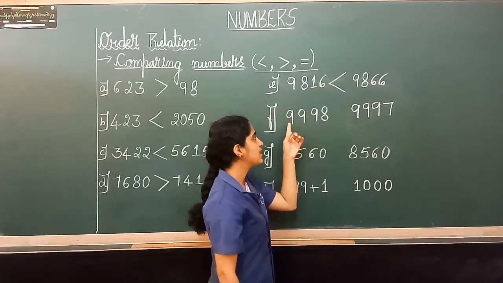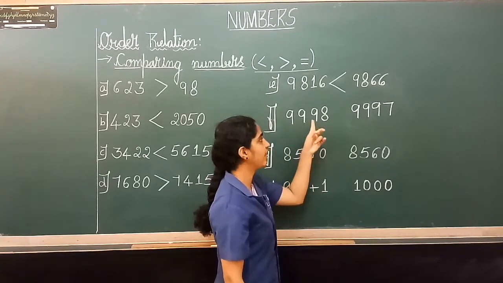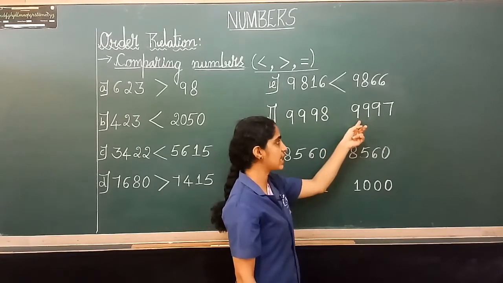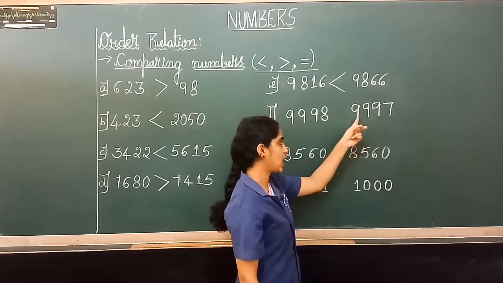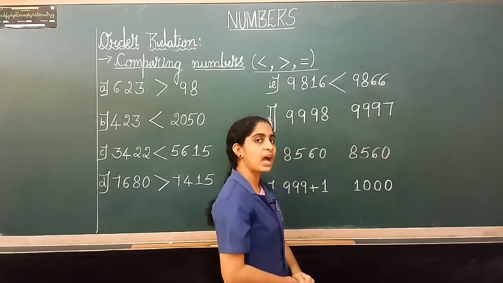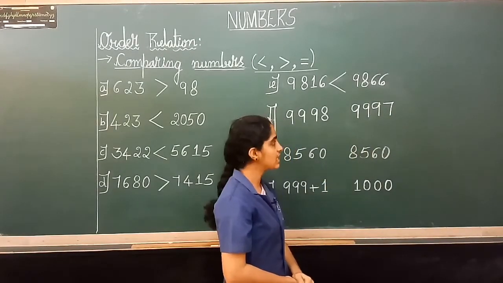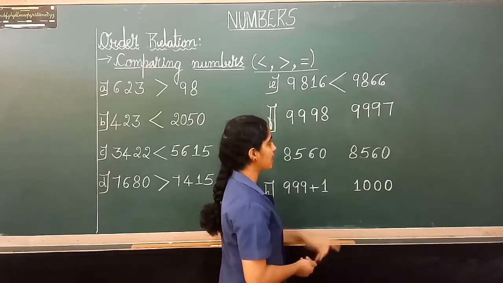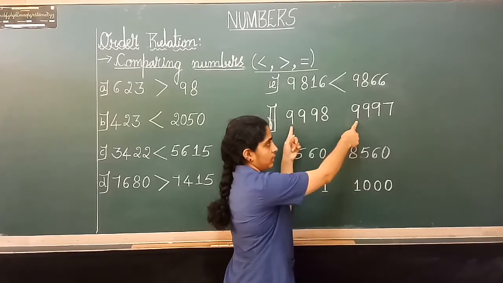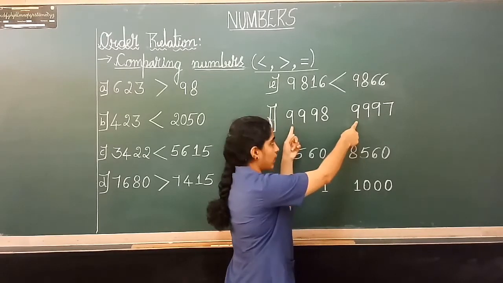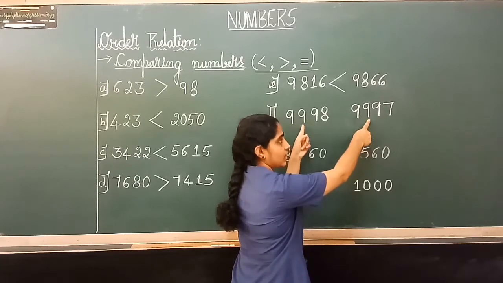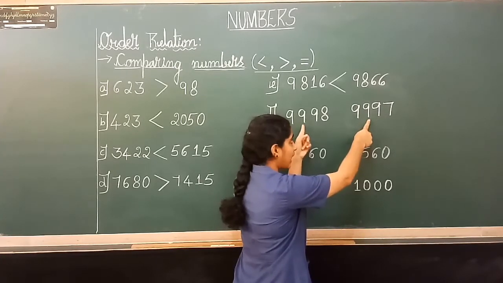Here we have 9998, whereas on the other side we have 9997. Now we have to compare these two numbers. So first step, we have to compare the first digit. These digits are equal. So we have to move to the second digits. These two digits also equal.